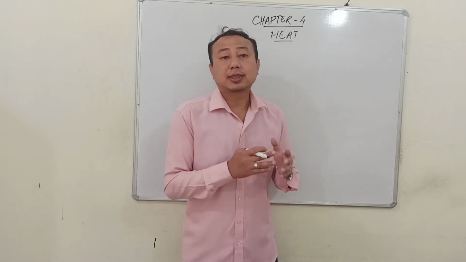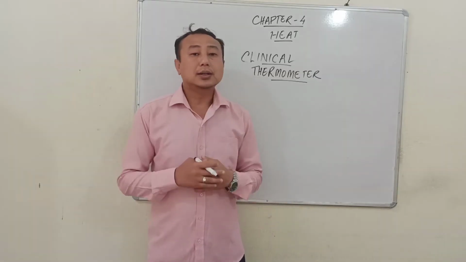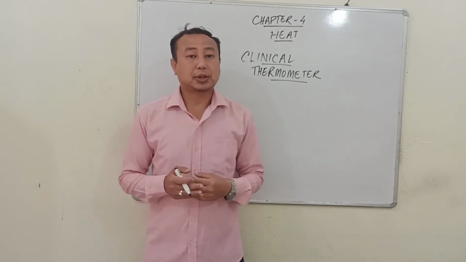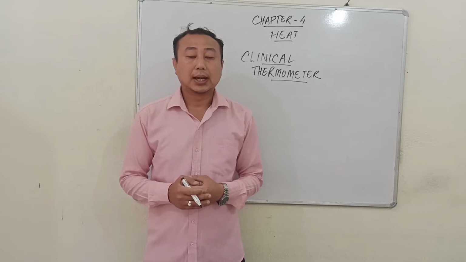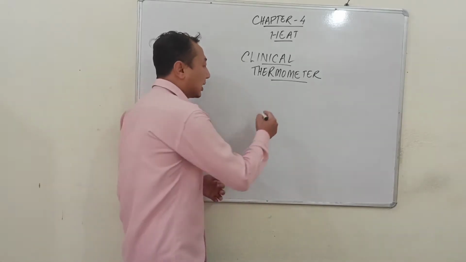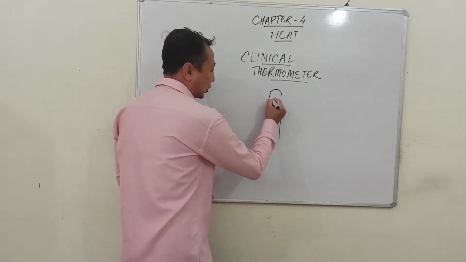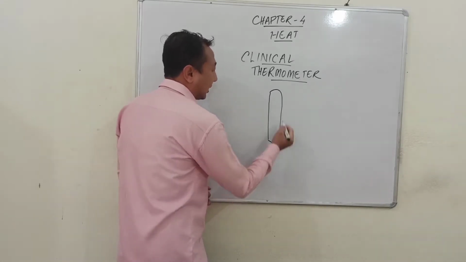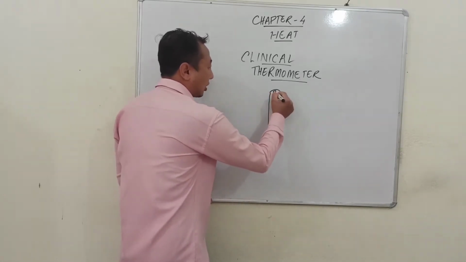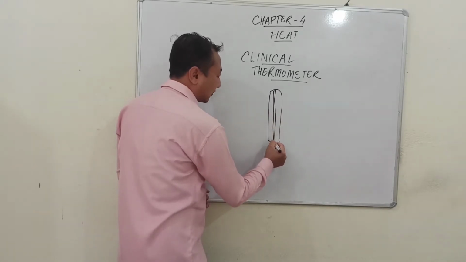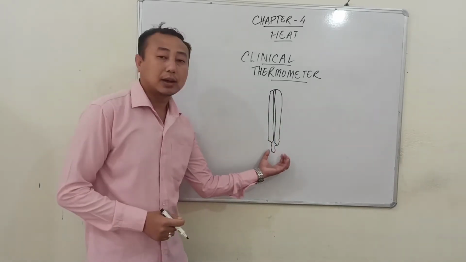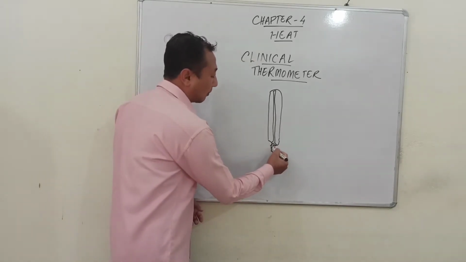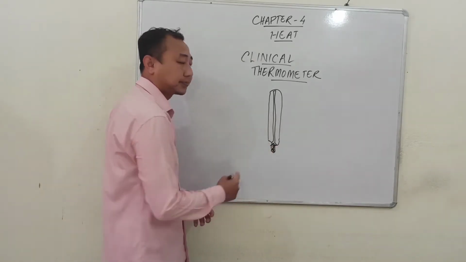Let us first take up the clinical thermometer. A clinical thermometer is a simple device that is used for measuring the body temperature of a human being. The clinical thermometer is made up of a hollow cylindrical tube of glass. And inside it, there is a capillary, a small tube, which is connected to a bulge structure known as a bulb. The bulb is filled with mercury.